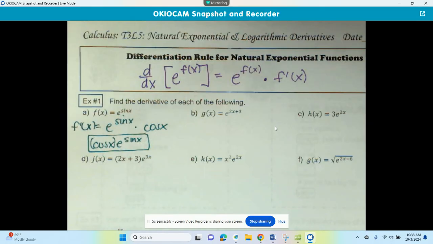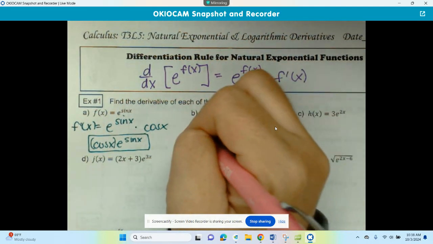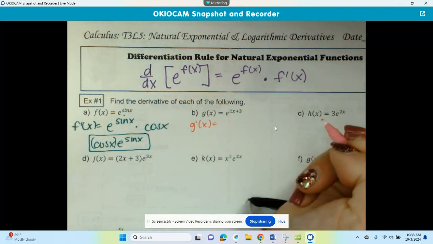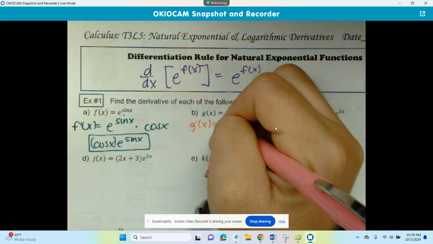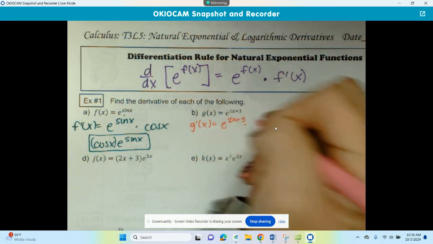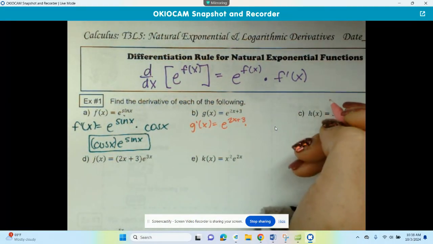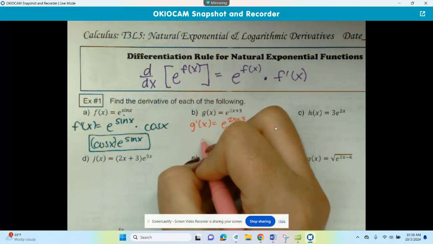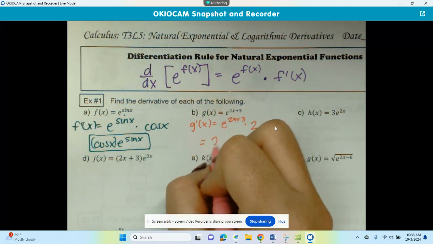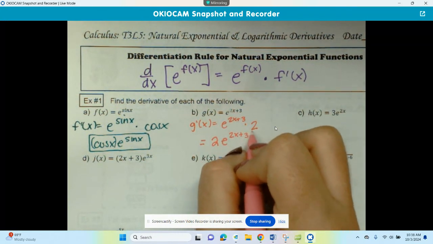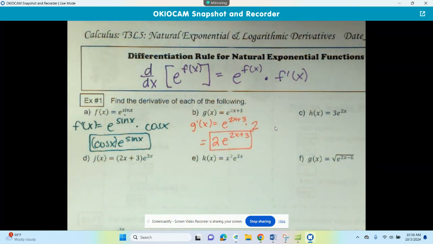All right, letter B. So g prime here. What is our function? e to the 2x plus 3 times the derivative of 2x plus 3? 2. So how am I going to write that? 2e to the 2x plus 3. Perfect. And we're done. Anybody lost yet? We good?